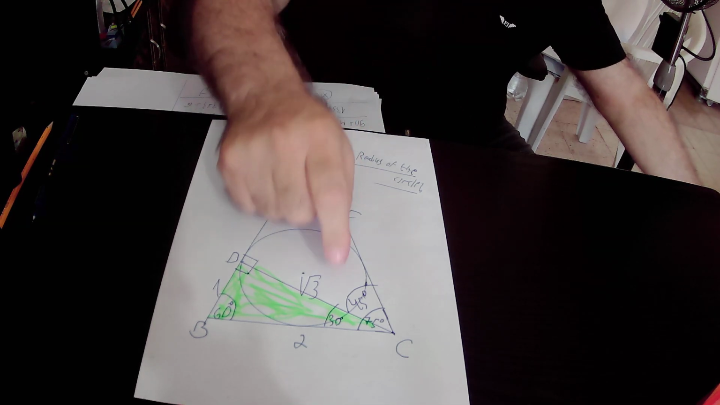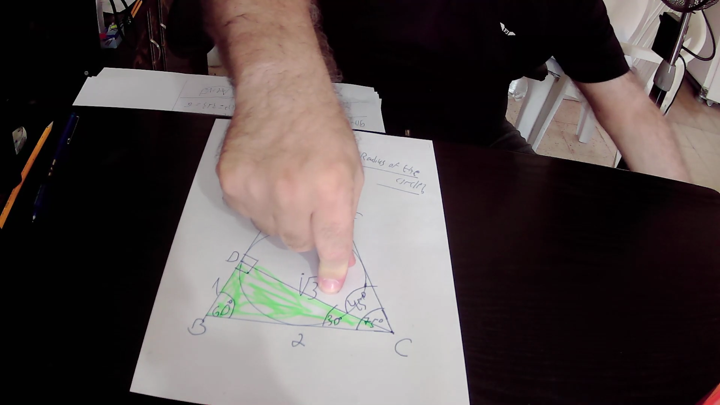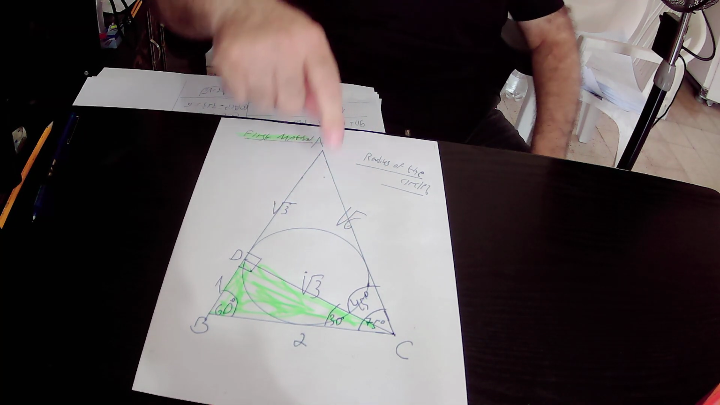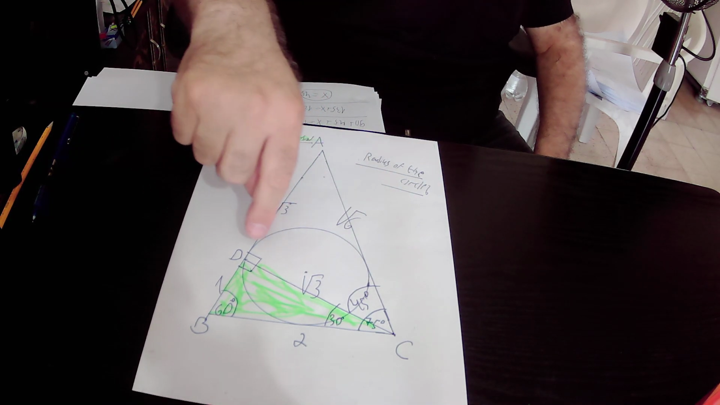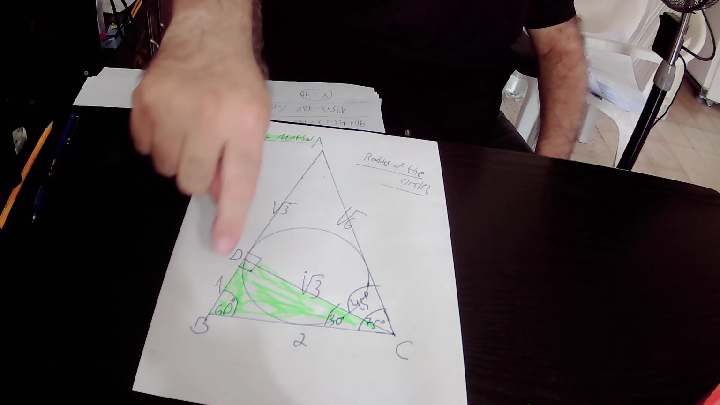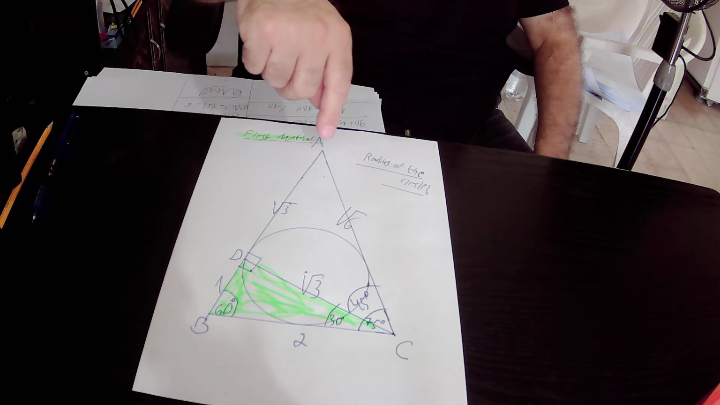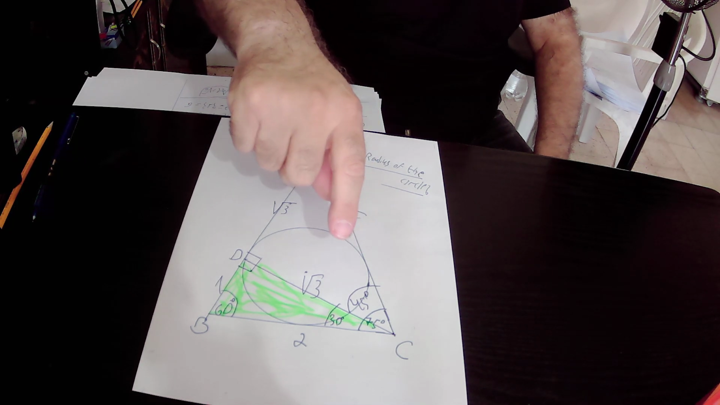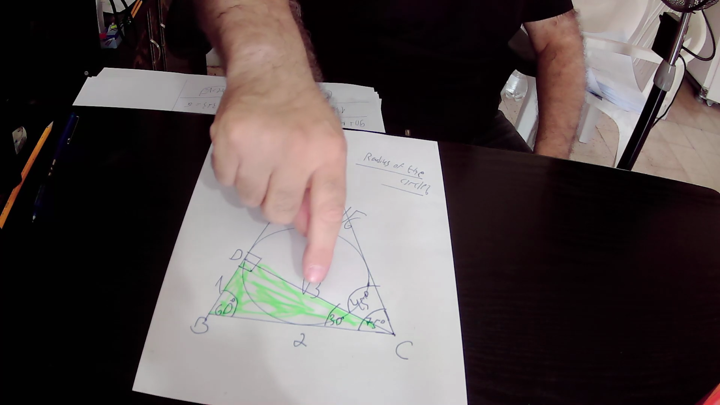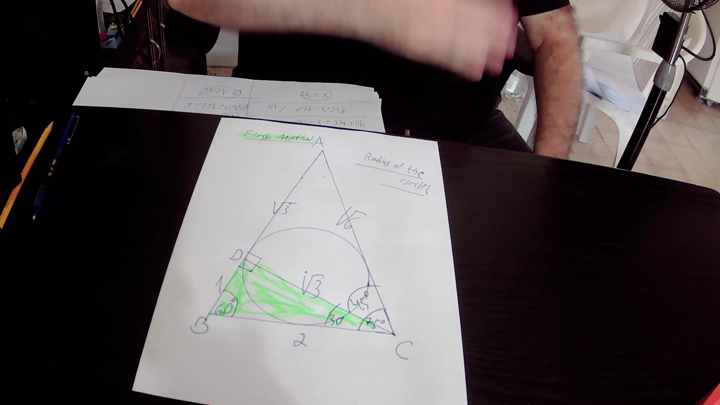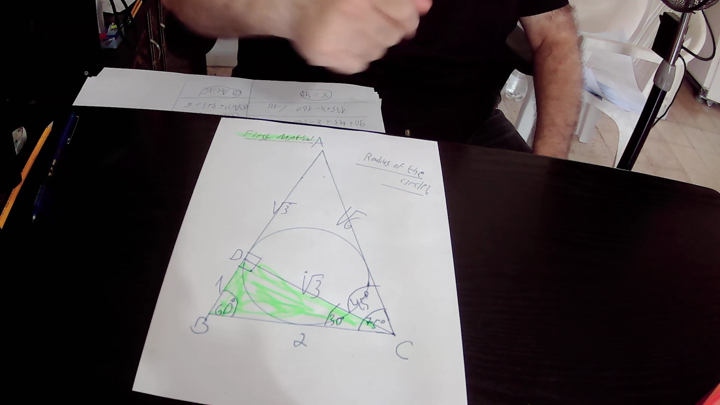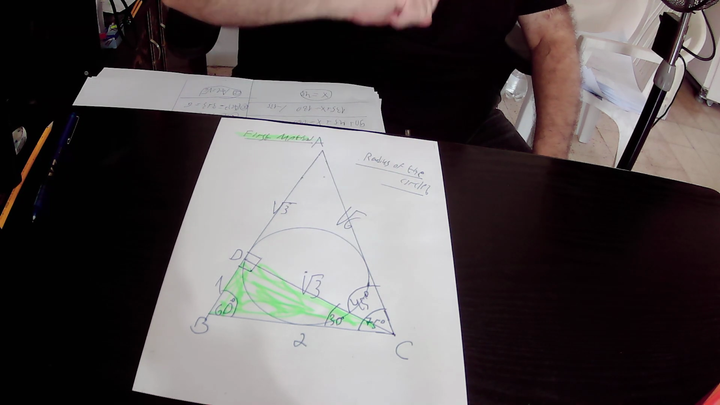Then we found the size of this angle ACD. Angle ACD equals the big angle, that is angle ACB, minus the smaller angle, that is angle DCB. That is to say, it is equal to 75 degrees minus the small angle that is 30 degrees. 75 degrees minus 30 degrees is 45 degrees.